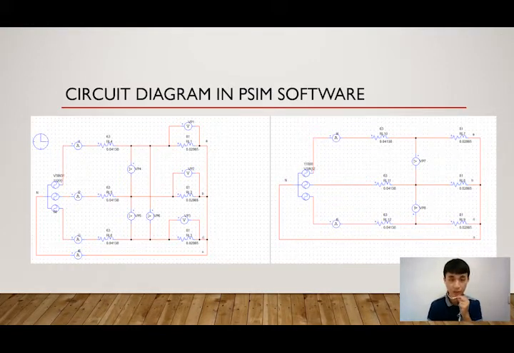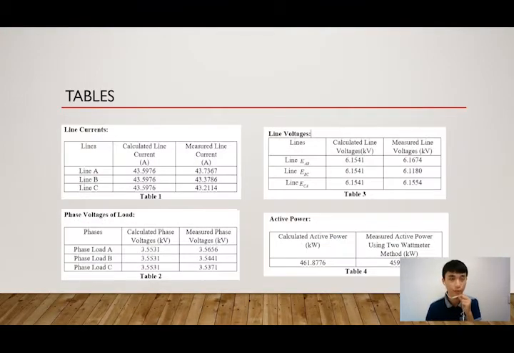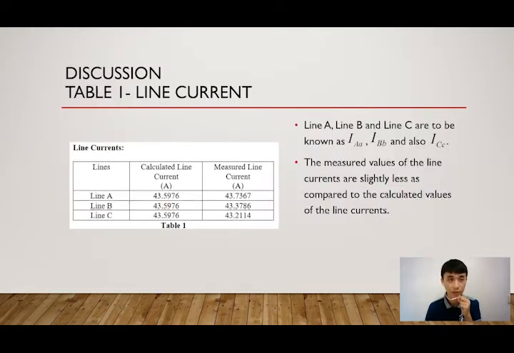After constructing the circuit diagram, I will do the simulation on it and then record the measured data in a table. And I will make the discussion on this table. So there are 4 tables. Table 1 line current, table 2 phase voltage of load, table 3 line voltage, and table 4 active power. And mentioning again, I will do the discussion on these tables. So the first discussion will be towards table 1, line current. Line A, line B, line C are known as line AA, line BB, and line CC.